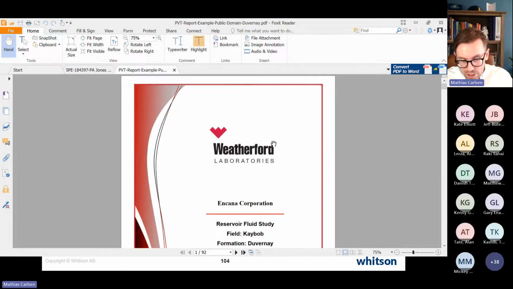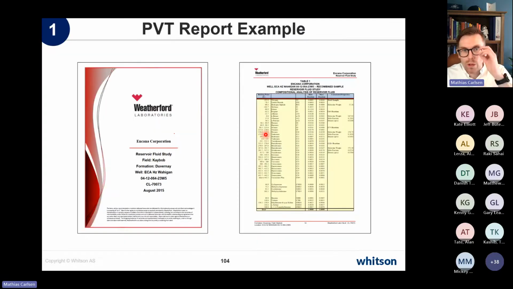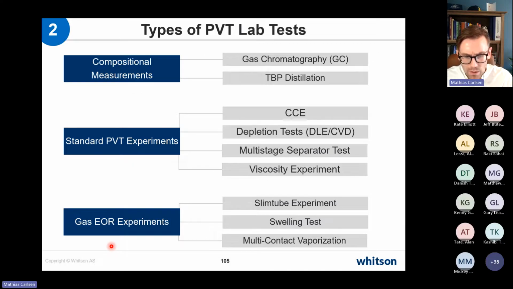So first of all, this is how a PVT report looks. It typically has a lot of information in it. Most of it, as we will talk about in a sec, is not measured, but calculated. Before we go there, we're going to talk about what are the basic things that we measure in a PVT report. On a broad basis, it's some compositional measurements, and then we have a bunch of standard PVT experiments. And then if you want to go very, very complicated, we also have gas EOR experiments that are more exotic and more used to study gas EOR processes.